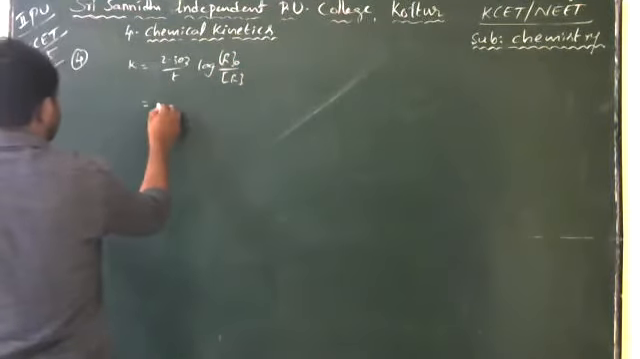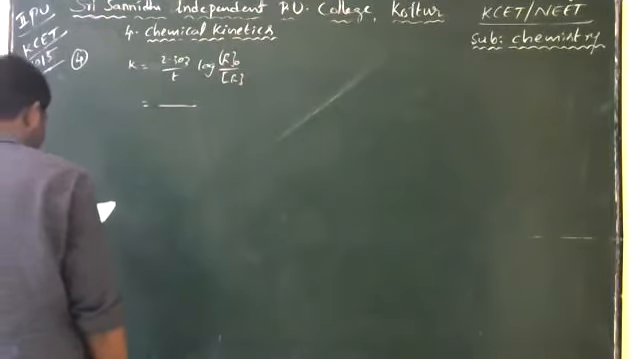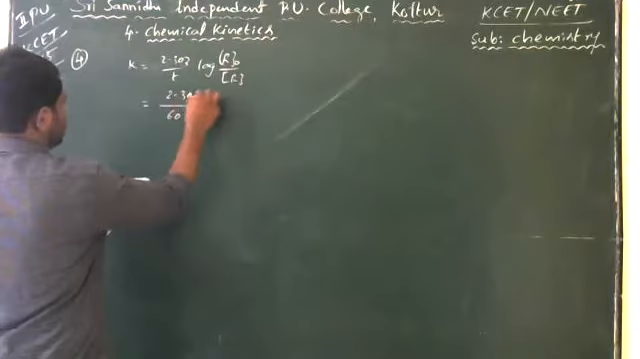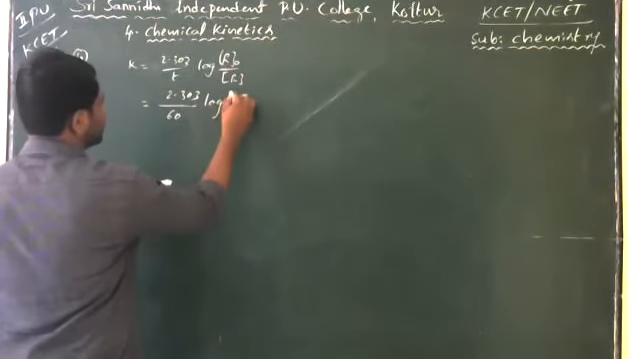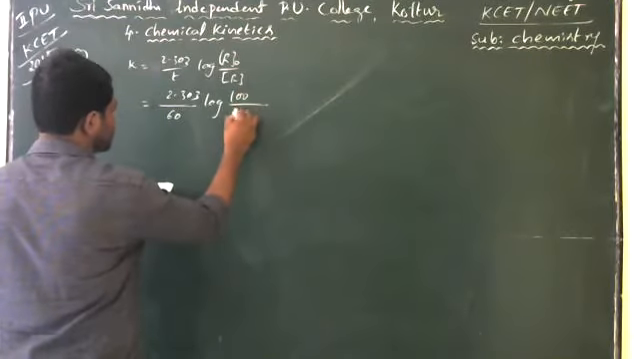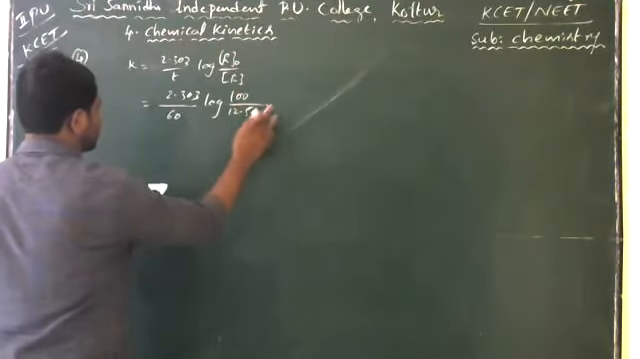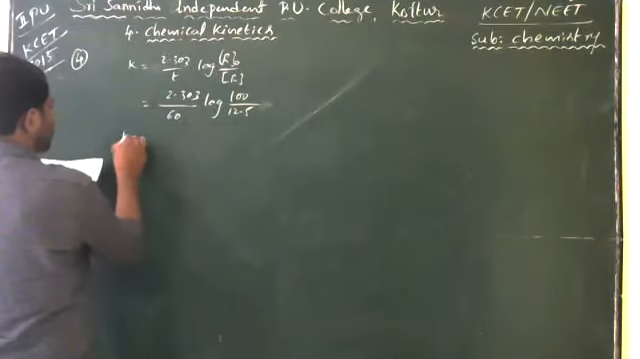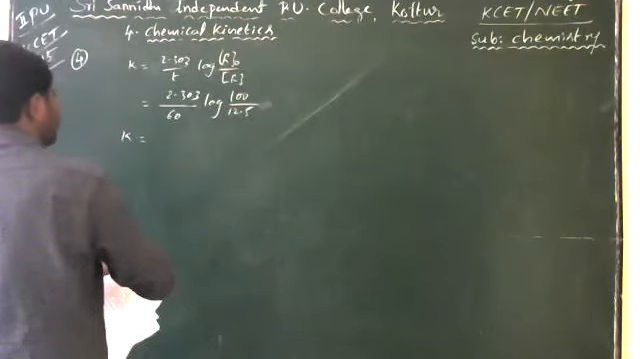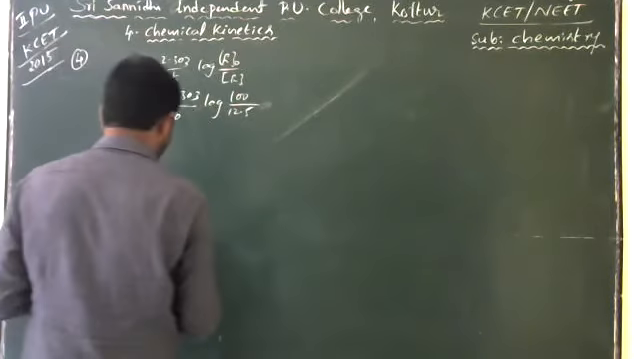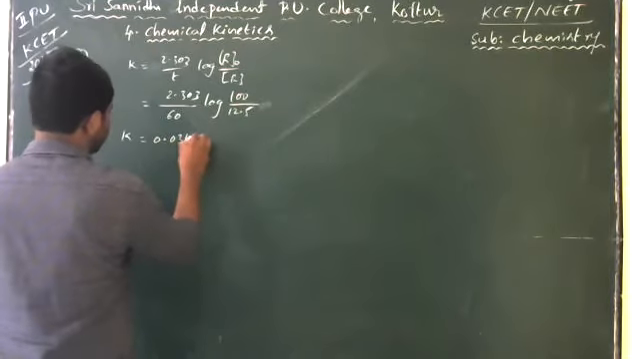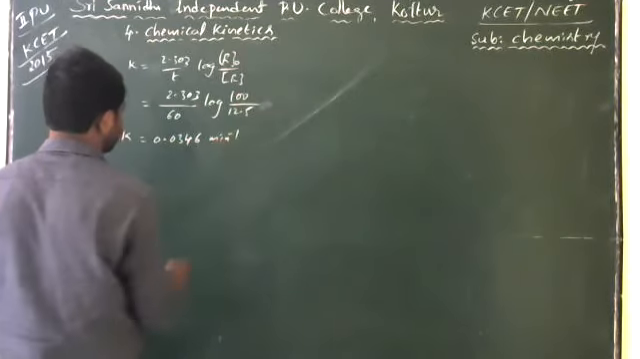Given time 1 hour, put 60. Then 2.303 and log, concentration of R is 100% at first, then its concentration reduces to 12.5%. So K is equal to 2.303 divided by 60 log 100 divided by 12.5. When you do this, you get K is equal to 0.0346 per minute.